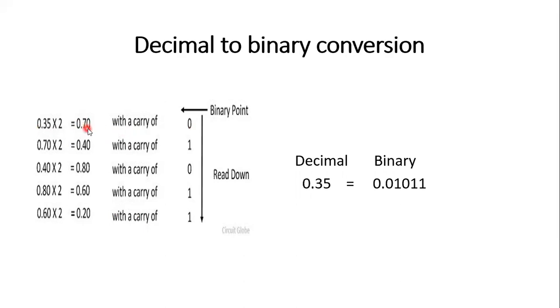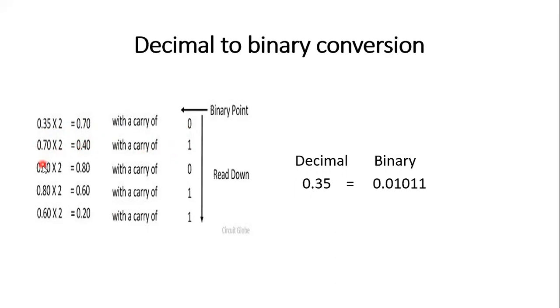Again, you take this value 0.70 into 2. So 1.40. Therefore, 1 is the carry. So you put the carry here. The remaining 0.40 you put here. Able to follow? Here there is no carry since 0.35 into 2 equals 0.70. So no carry means you put 0. Again you take this 0.70, multiply with 2, which is 1.40. So 1 is a carry, you put here, then 0.40 is put here.